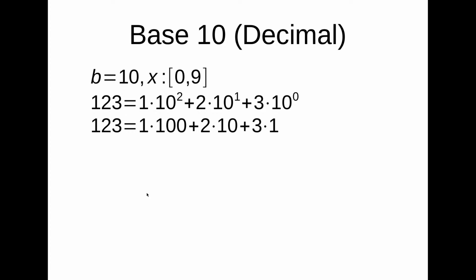The one that everyone's probably the most familiar with is base 10 or decimal. The digits obviously go from 0 to 9. And for example, the number 123 is just 1 times 10 to the 2nd plus 2 times 10 to the 1st plus 3 times 10 to the 0th, which is 100 plus 20 plus 3.